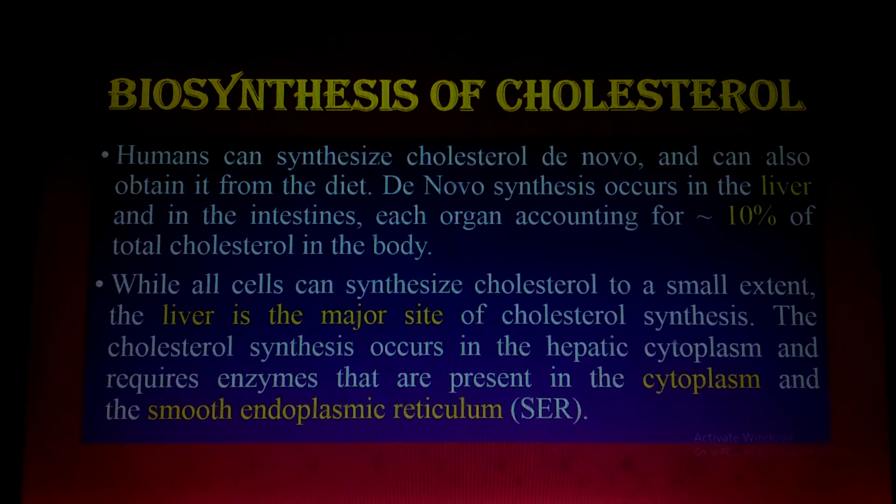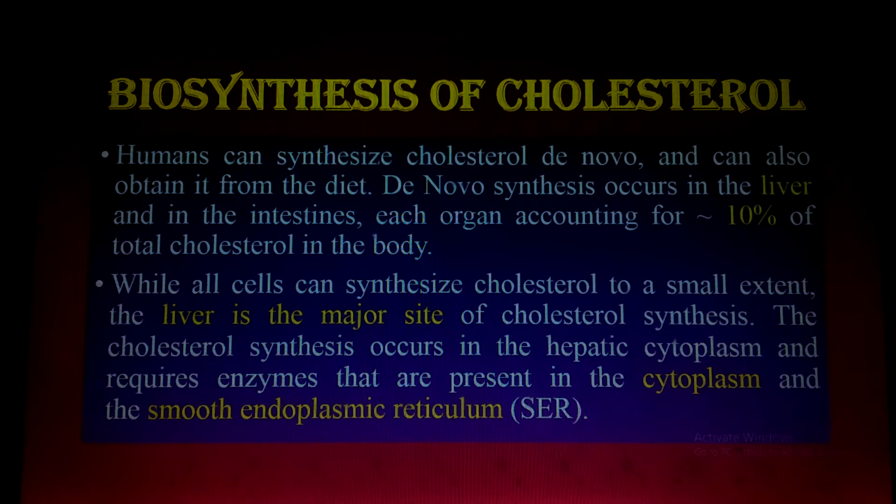Humans can synthesize cholesterol de novo and can also obtain it from the diet. De novo means inside our body. De novo synthesis occurs in the liver and in the intestine. Must keep it in your mind if you have to solve an MCQ related to liver cholesterol synthesis: de novo synthesis occurs in the liver and intestine, each organ accounting for 10% of the total cholesterol in our body. How much? 10% of total cholesterol is synthesized in the intestine and the liver.